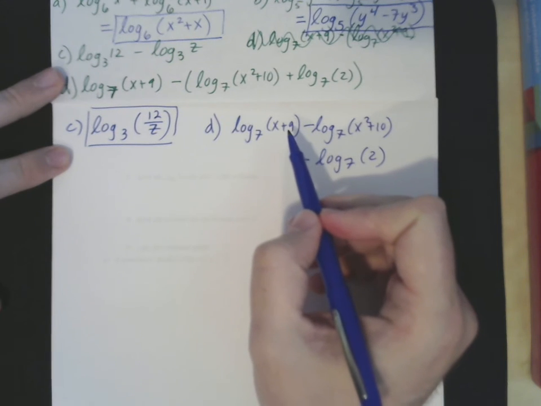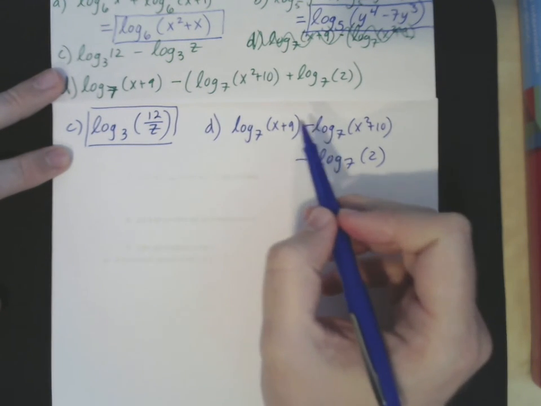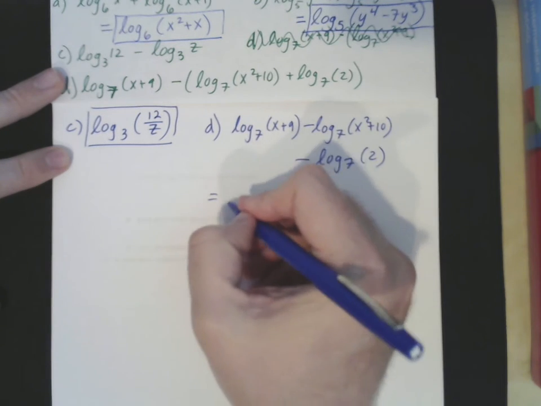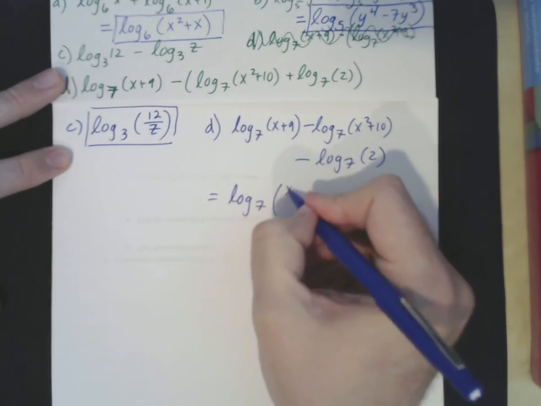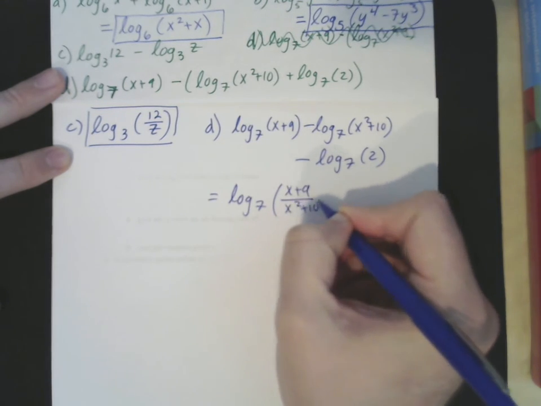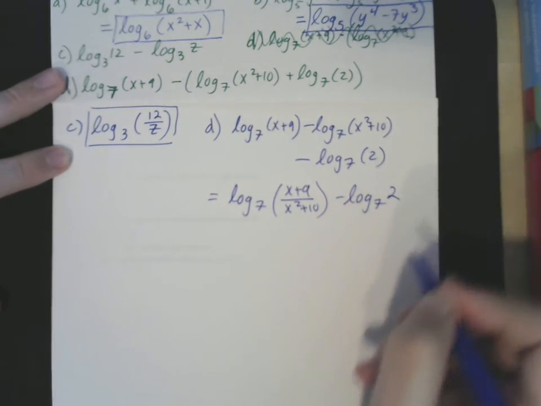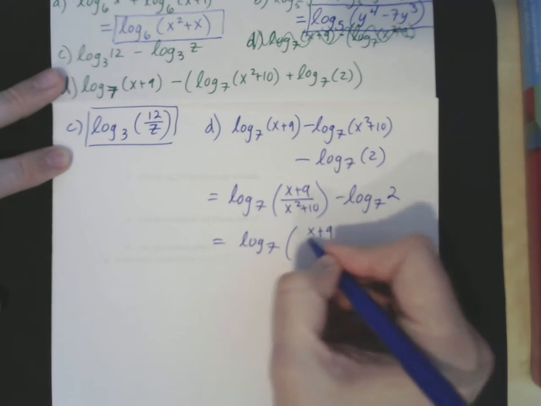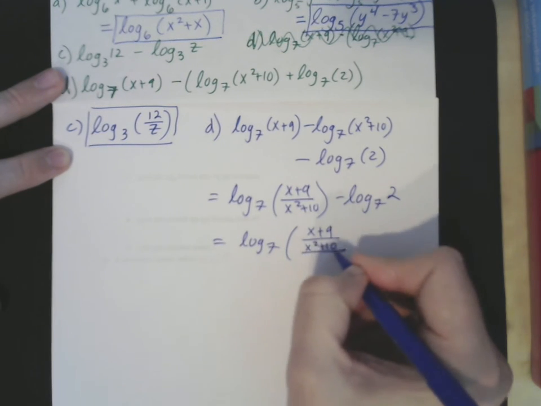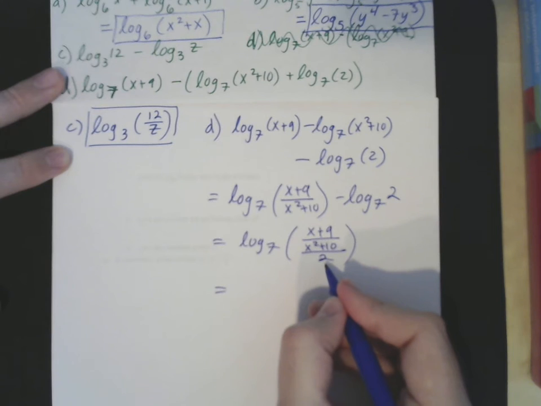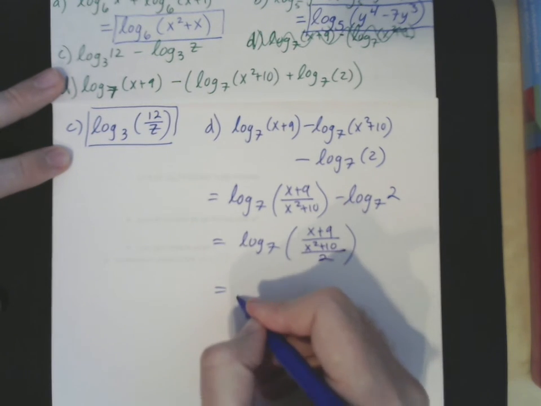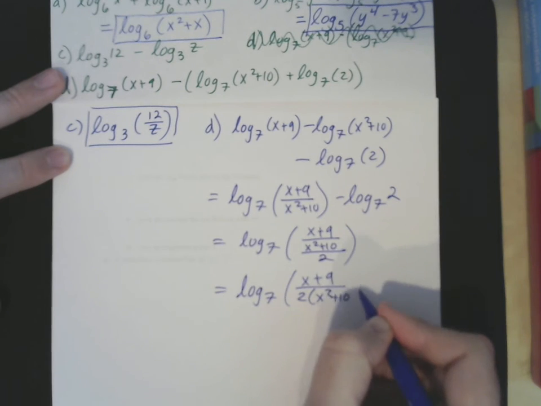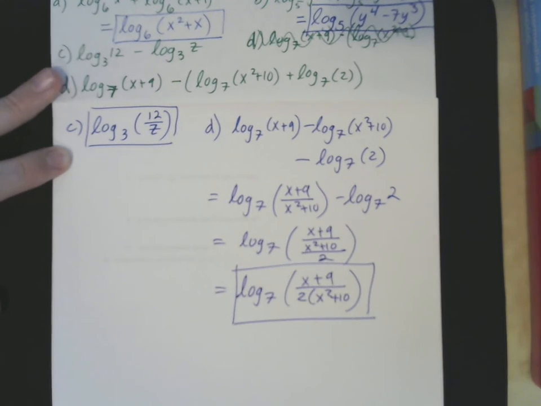So now we go left to right. We collapse these first, and then we'll collapse it with this one. So left to right, we have a minus. So this is log base 7 of x plus 9 divided by x squared plus 10 minus log base 7 of 2. And then this is log base 7 of x plus 9 over x squared plus 10, over 2. And when we divide a fraction by a number, we flip and multiply by its reciprocal, which is 1/2. So this becomes log base 7 of x plus 9 over 2 times x squared plus 10. And that becomes our final answer.